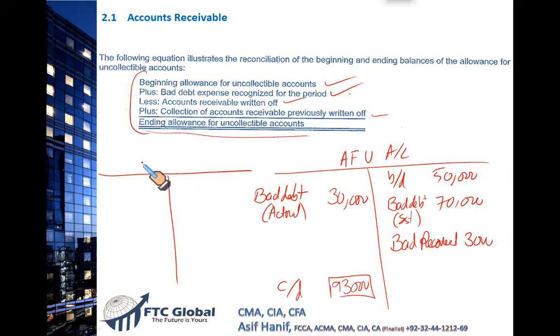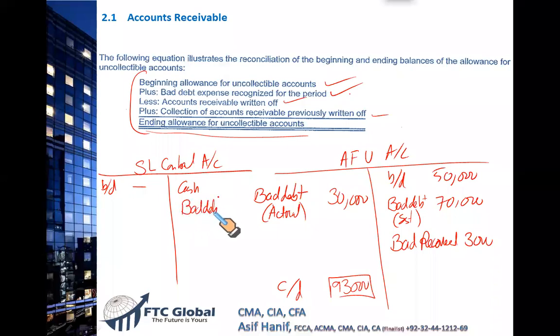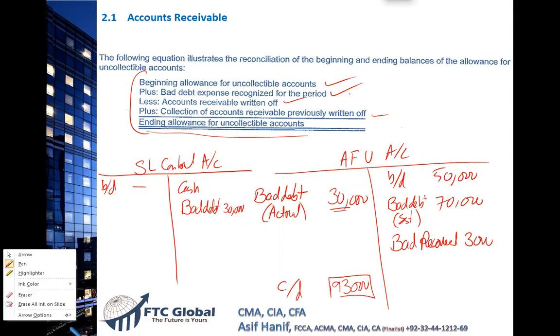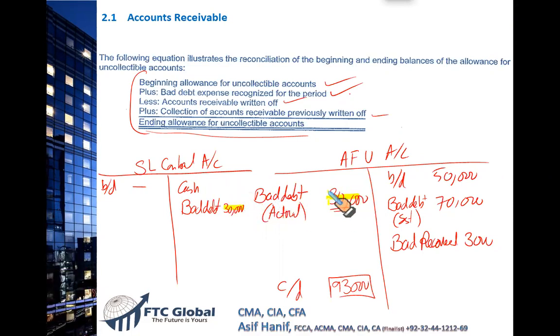Our accounts receivable control account, sometimes called the sales ledger control account. This is the summary of your customers' accounts over the period. You will have a debit balance. You will have cash collected from customers. If any customer is written off as bad debt, it appears here, the same amount, 30,000 actual bad debt. Please remember the entry we made when we write off a bad debt: we debit the allowance 30,000, and we credit the customer with 30,000. That's the same 30,000 appearing on the debit and credit. This is how these two accounts are linked. Allowance and customer account are linked through this entry.